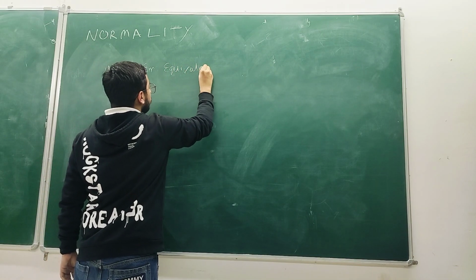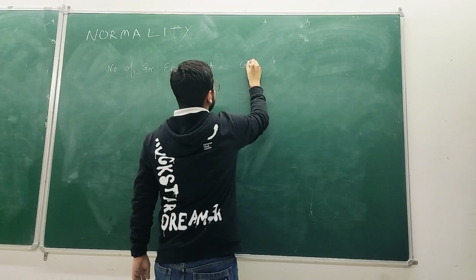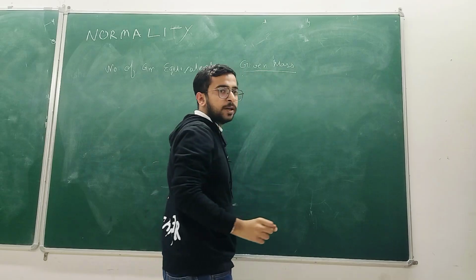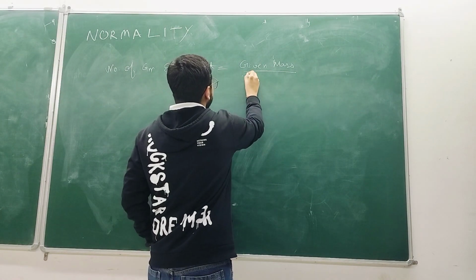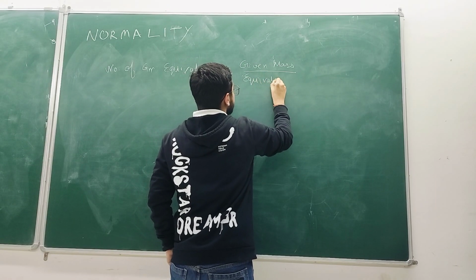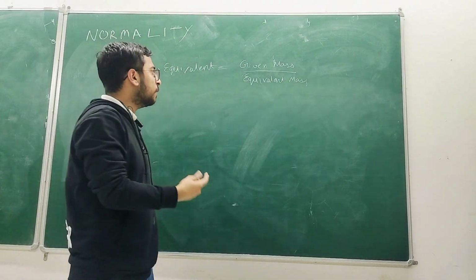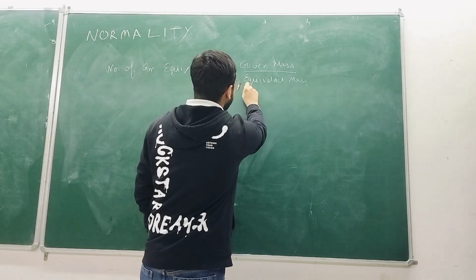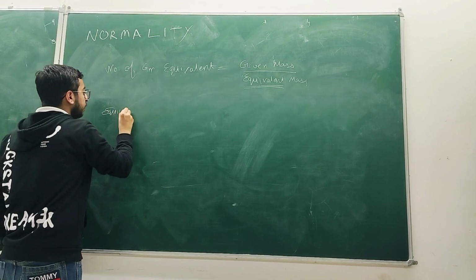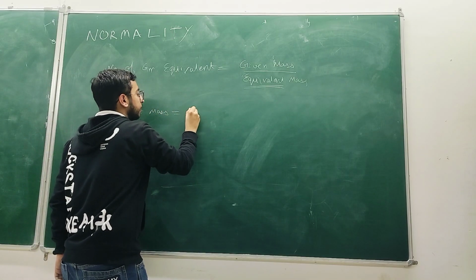You all know number of moles. Number of gram equivalent is given mass of any substance, let's say H2SO4, you are given mass, let's say 98 gram, and divide by the equivalent mass. You all know number of moles is defined as given mass divided by molar mass. But what is equivalent mass?